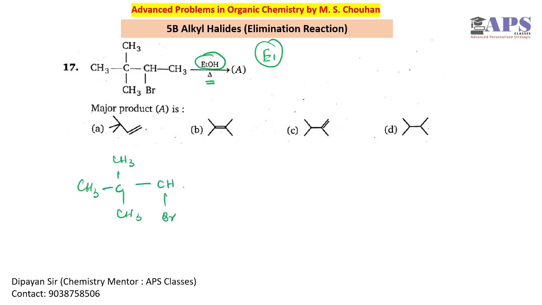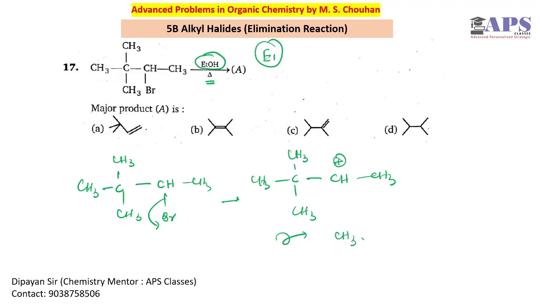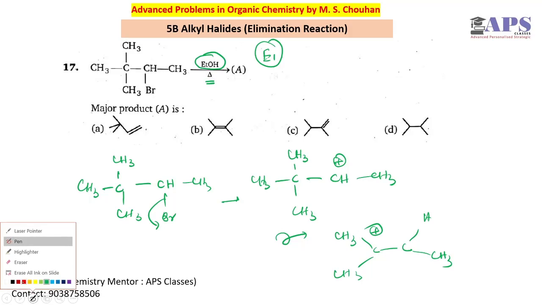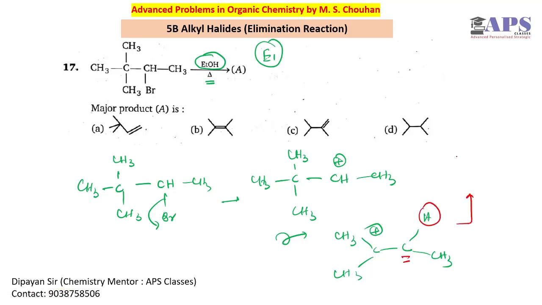This Br will be eliminated and this kind of carbocation is formed. This carbocation can rearrange itself to produce a more stable carbocation because this is an E1 reaction, and this is the alpha carbon with fewer hydrogens. So this hydrogen will be removed and the final product will look like this.